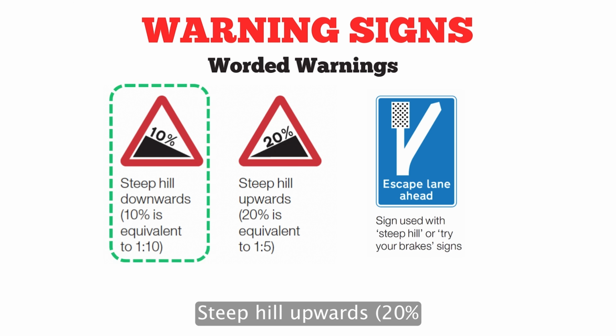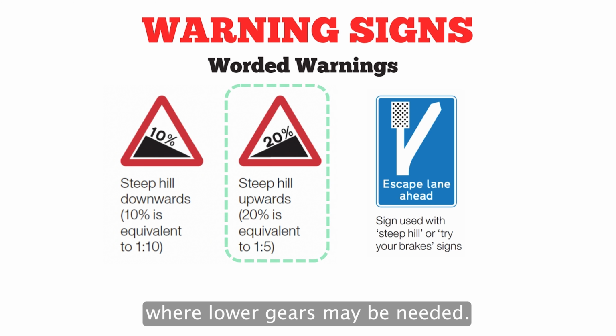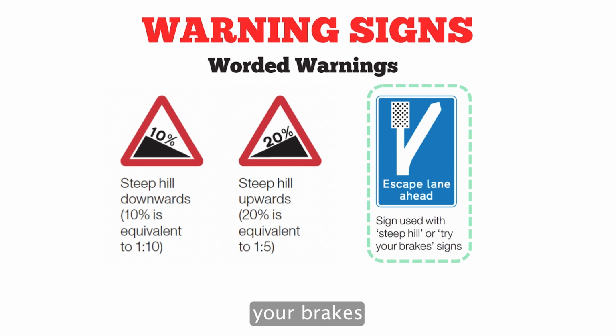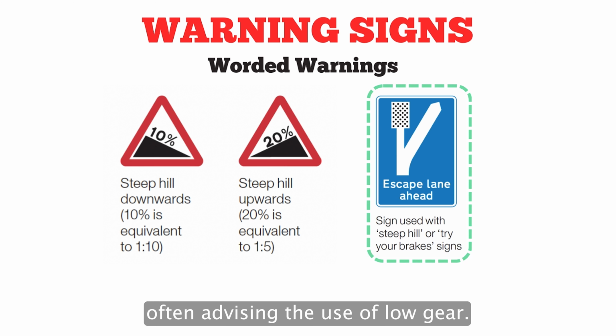Steep hill upwards, 20% is equivalent to 1 in 5, alerts drivers to a steep uphill climb where lower gears may be needed. Sign used with steep hill or try your brake signs provides additional instructions, often advising the use of low gear.